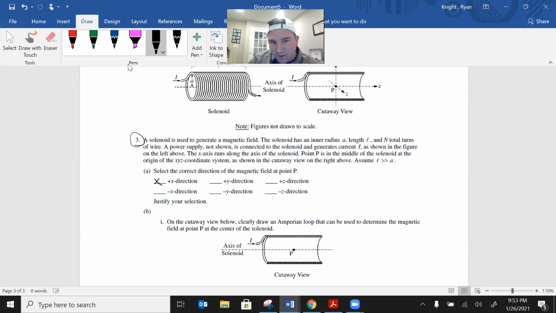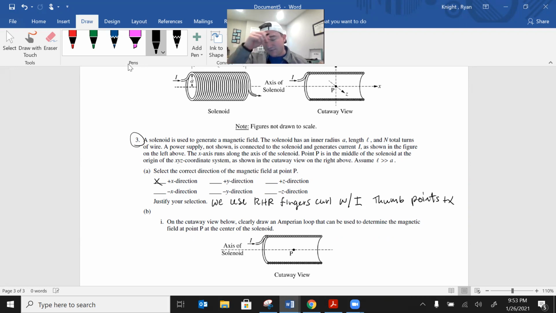Justify our answer, we use the right hand rule. Our fingers curl with I, which leaves our thumb pointing in the positive X, right? And that's good enough for me, right? Lets us know which direction the field is going in.